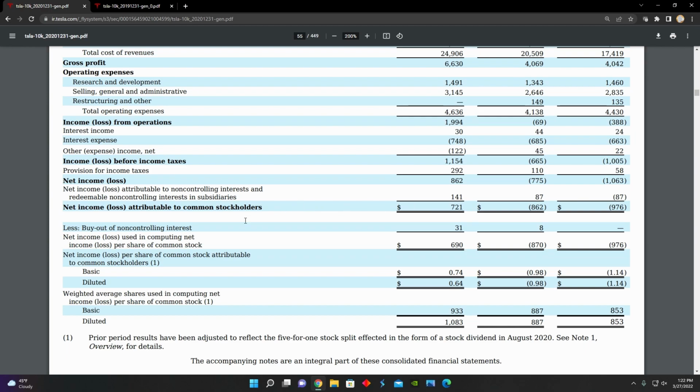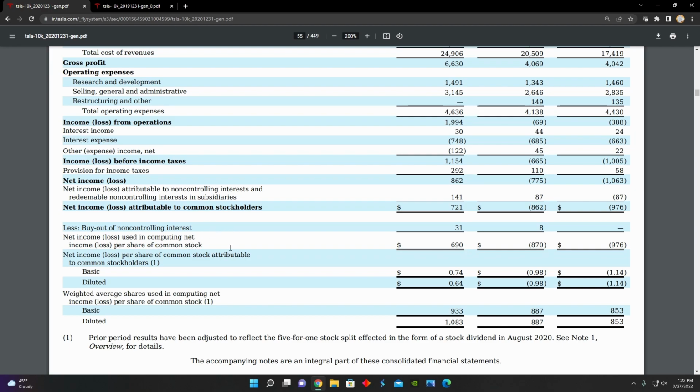And so after we subtract that, we get the net income attributable to common stockholders for the end of the year. And then right here, we see less buyout of non-controlling interest. Less basically just means minus, so this is an expense. And then buyout of non-controlling interest. This is basically just when a company acquires a non-controlling interest. So if somebody has a non-controlling interest in a company, they can be bought out by the parent company, and this would be an expense.